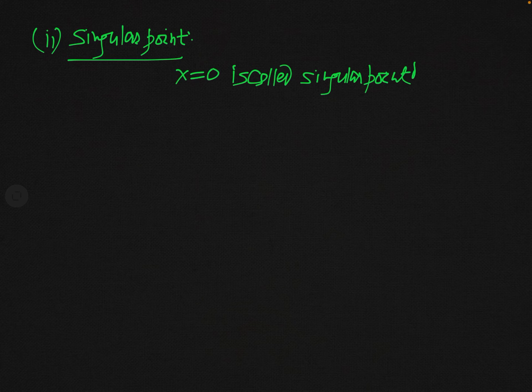So you can say x equal to 0 is called a singular point of equation 1, which we have defined earlier. But when will it be called a singular point? If p0 of 0, it means you find the value of p0 when x is equal to 0, is equal to 0. So if p0 of 0 is equal to 0, then you will call this x equal to 0 a singular point of equation 1.